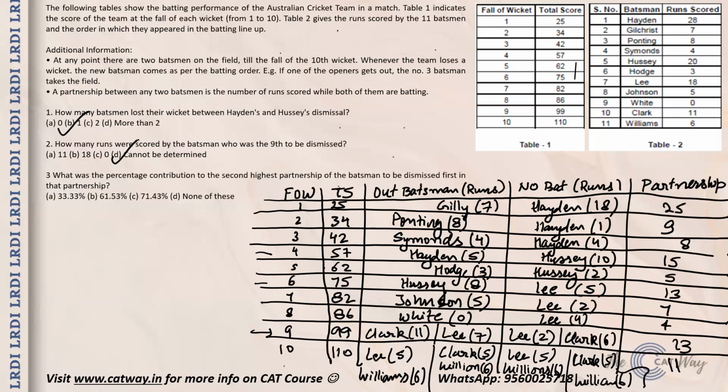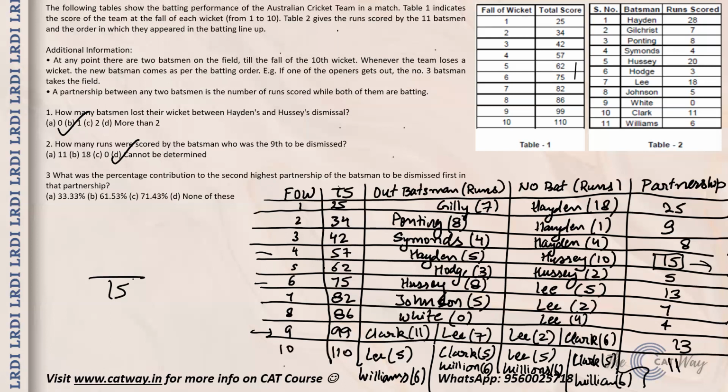Third is, what was the percentage contribution to the second highest partnership of the batsman to be dismissed first in that partnership? So what was the second highest partnership, guys? If you look closely, it is the 15-run partnership. That is the second highest partnership. So the total partnership is of 15.